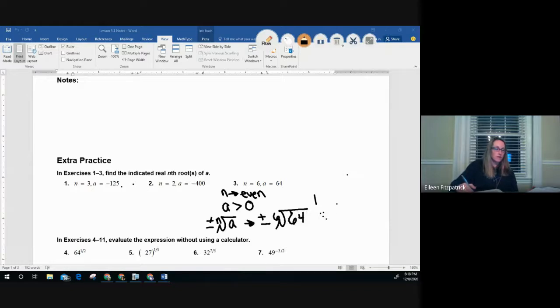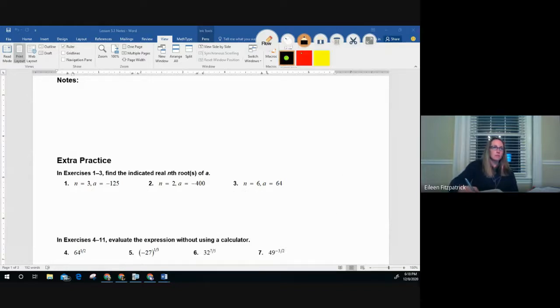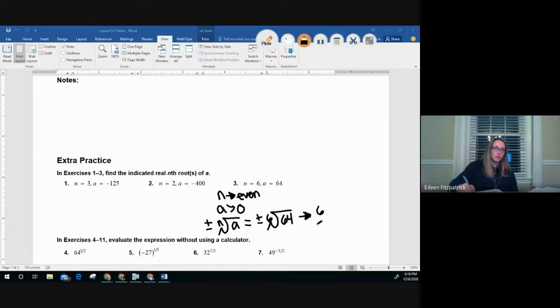All right, so what number multiplied 6 times equals 64? N is even, a is greater than 0, so it's plus minus the nth root of a, plus minus the 6th root of 64. So what number multiplied 6 times equals 64? 2. 2 to the 6. Don't forget your plus minus. The 6th root cancels with the exponent 6, and you're left with just plus minus 2. And that's your answer.